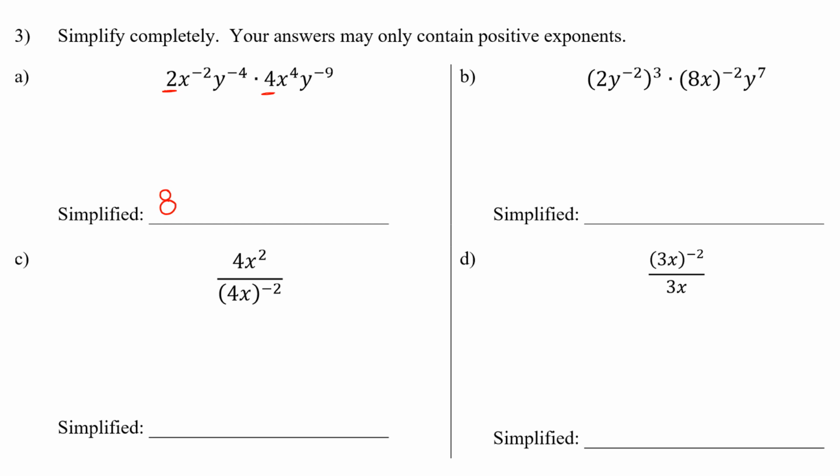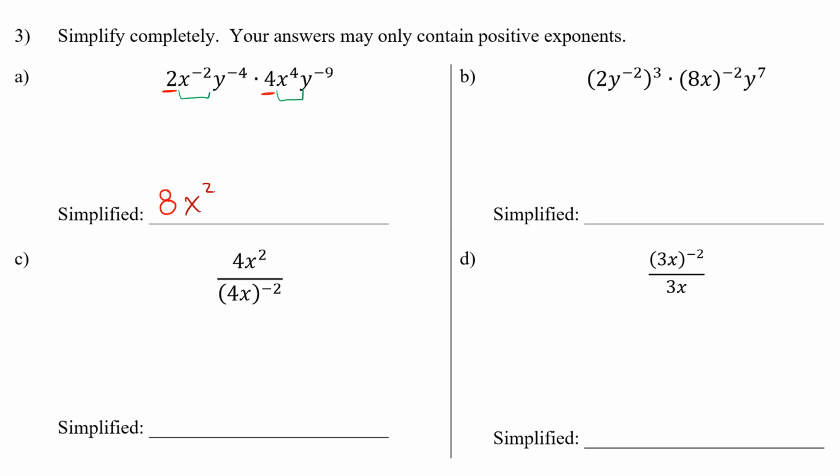Another thing that I can see is that there is a couple different terms, factors rather, with x in them. There's this factor, this, and then this one. So I've got x to the negative second and x to the positive fourth. So that most definitely is going to be x to the positive second power, right? Negative 2 plus 4 is going to be positive 2.